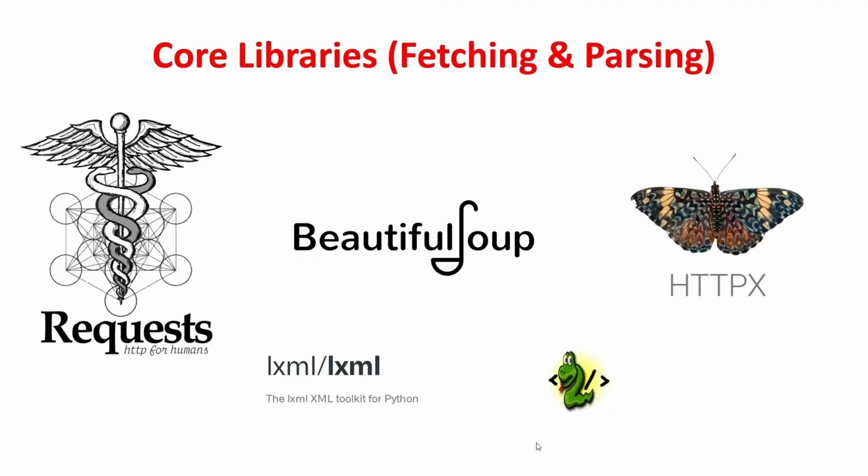We can also group these libraries into categories based on what they are and what they help us do. So first up is the category for core libraries, wherein we are performing fetching and parsing of data from websites or web pages, more accurately speaking. In this category are requests, Beautiful Soup, HTTPX, LXML, and there are other libraries in this category as well. But for the scope of this video, we are going to be talking about these much.